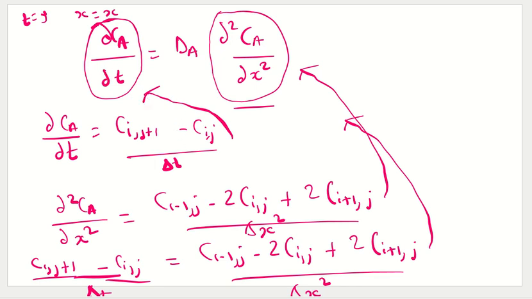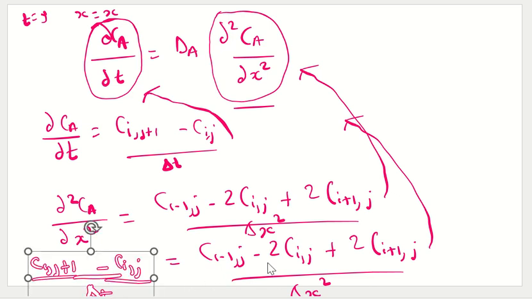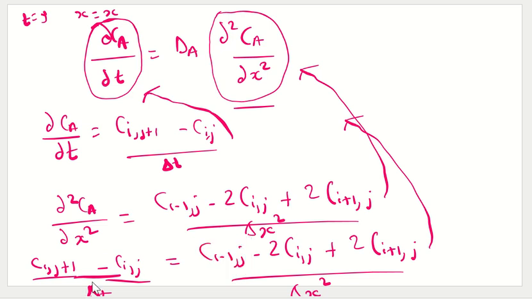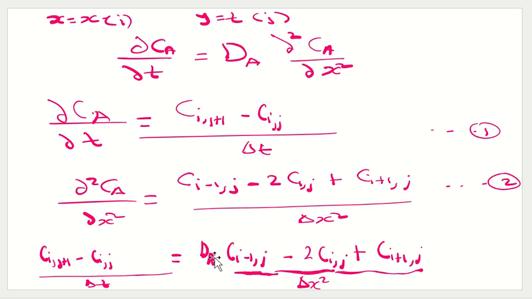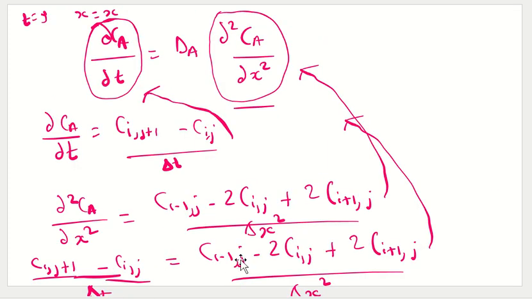We can now rearrange the formula to get something like this. So C i j plus 1 is equal to all of this times delta t, dA divided by delta x squared. So delta t goes here and meets the delta x squared there. And remember, there is dA here. Don't miss it out.